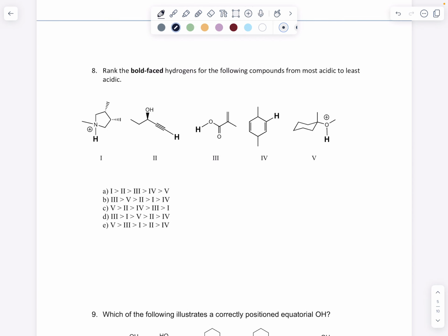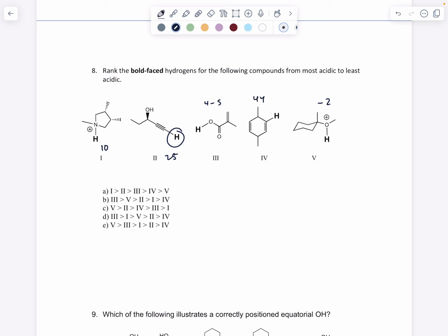Rank the bold-faced hydrogen from most acidic to least acidic. Okay, so there's a few different ways you can do this. I have the pKas of most of these memorized, so I know that this is about -2, this is about 44, this is about 4 to 5, this is about, let's see, the bold-faced hydrogen, this one. This is about 25, and this is about 10. So that's one way you can do it.